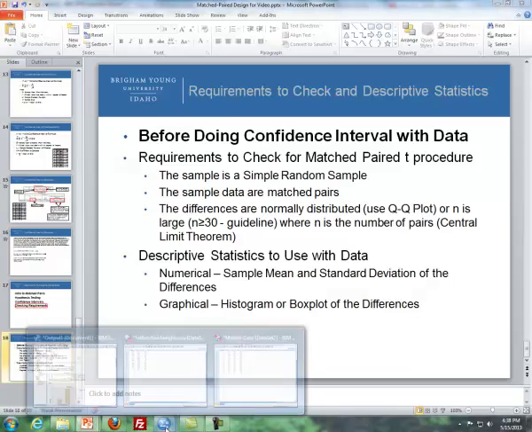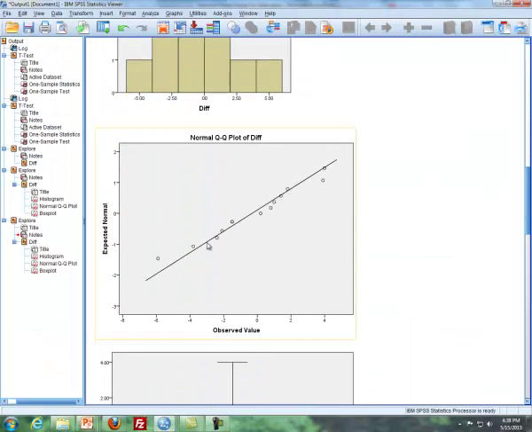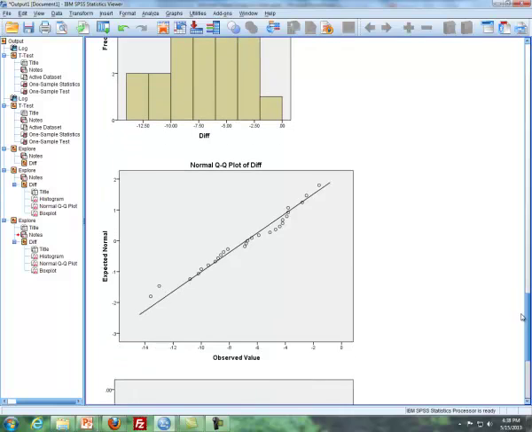Here's an example. If I go to my output here, here's an example of a QQ plot. This is an example where this is the father-son heights, the differences, and it looks like the differences are approximately normal. They're at or close to the line. And then here's another example where here is the difference in pre-weight versus post-weight, and the differences look fairly normally distributed.